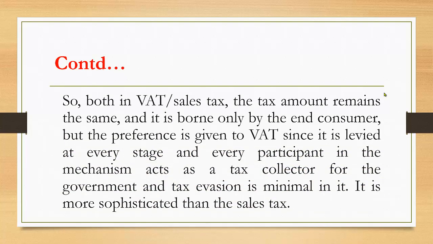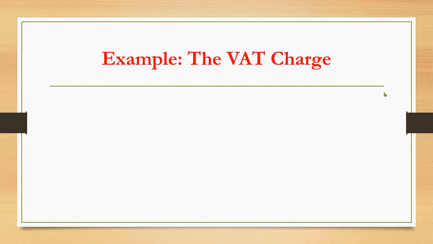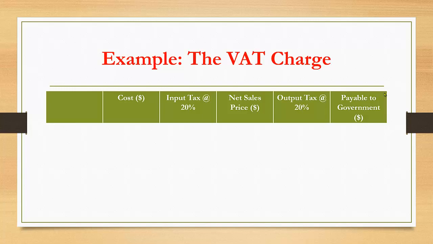So both in VAT and sales tax, the tax amount remains the same and it is borne only by the end consumer or customer, but the preference is given to value added tax or VAT since it is levied at every stage, and every participant in the mechanism acts as a tax collector for the government, and tax evasion is minimal in it. It is more sophisticated than a sales tax. Let's have a look at the other example.